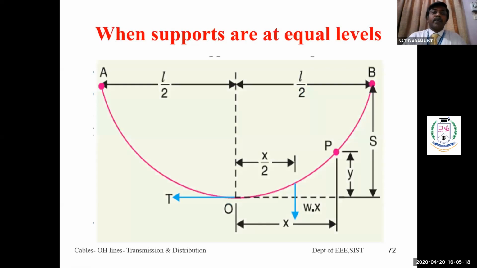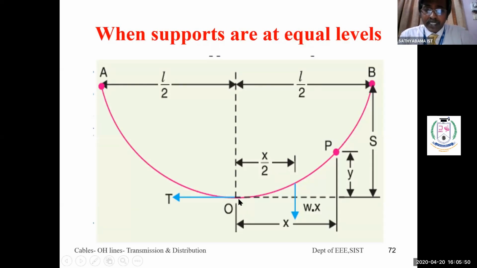First, we will see supports at equal levels. Please listen. Whenever you use the word support, you should directly consider A and B. Please remember it. Support is nothing but here. How many supports here? A and B, only two supports at equal levels. Equal level is nothing but A and B on the same line. And we have to make the sag at the lowest part.